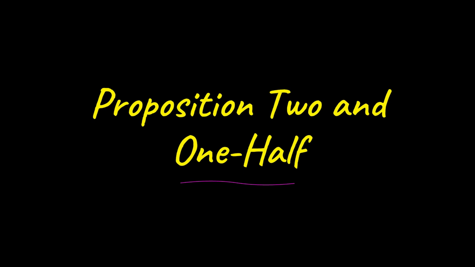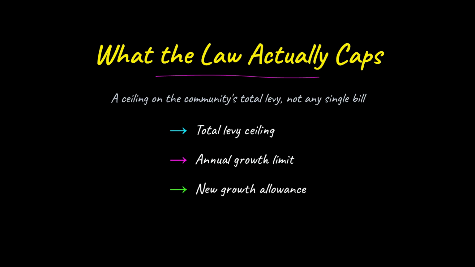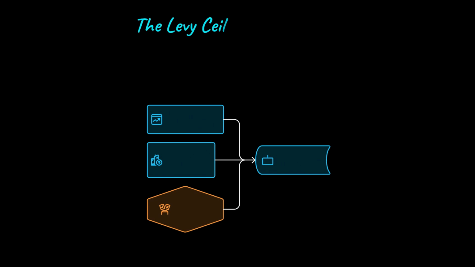Massachusetts caps how much a town's total property taxes can grow each year. That cap is called Proposition 2 1/2. This law doesn't limit any single tax bill. Instead, it sets a ceiling on the total levy, restricts how much that levy can grow annually, and allows extra room for new construction, called new growth.